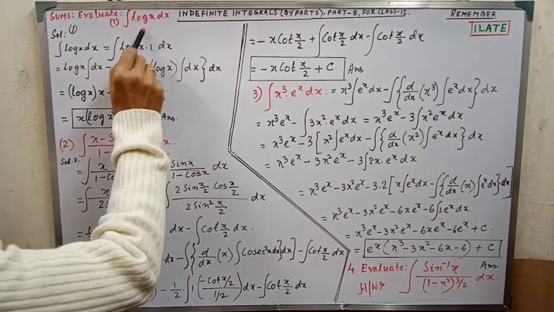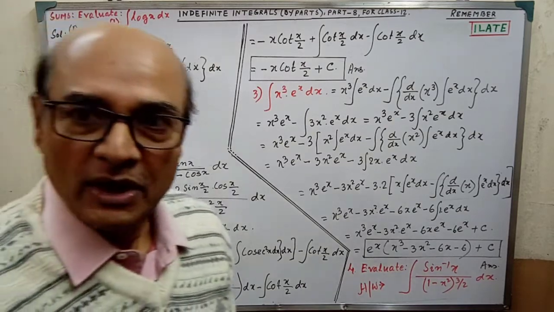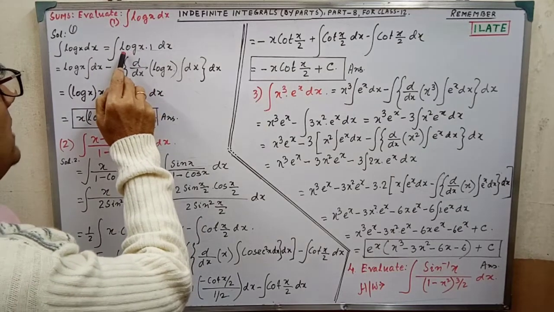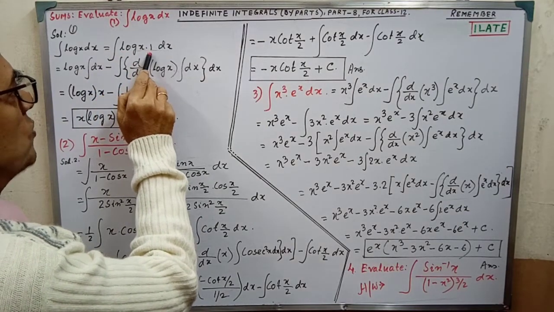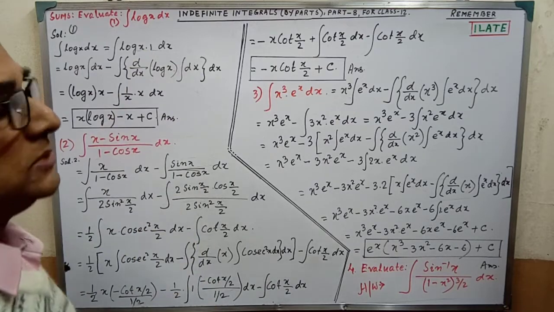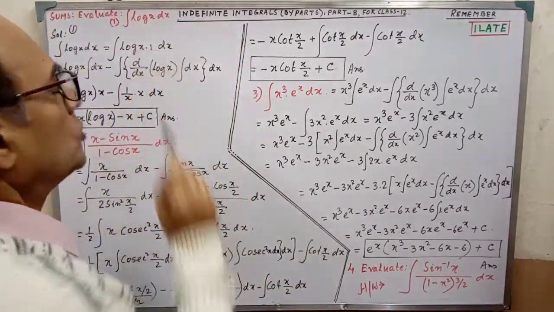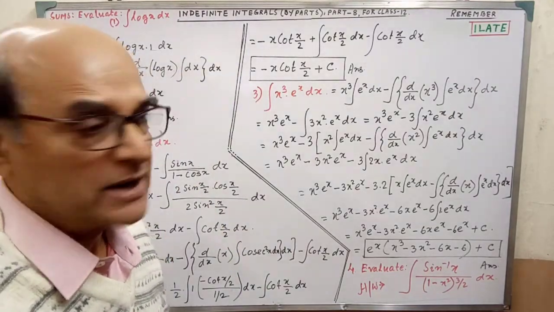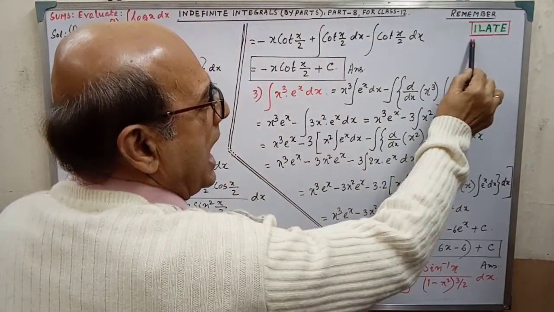First sum, that is log x dx. This is not exactly in the frame of the formula. We have to simplify. By simplifying we are getting log x into 1. Now we have to select between these two which one will be the first and which one will be the second function.